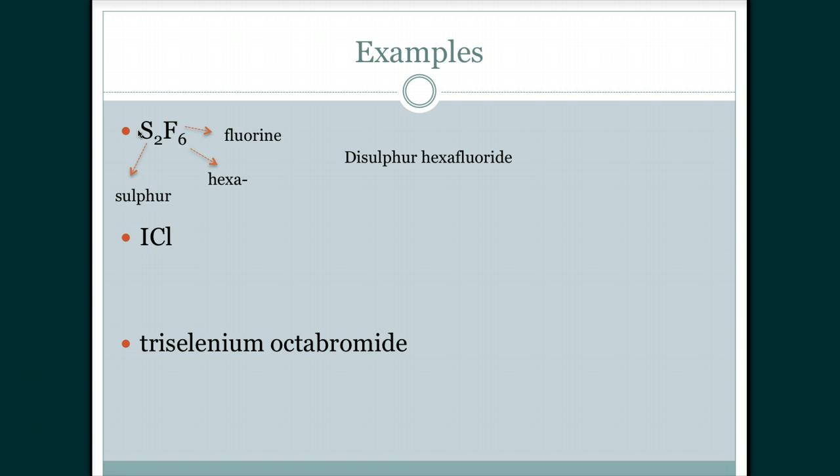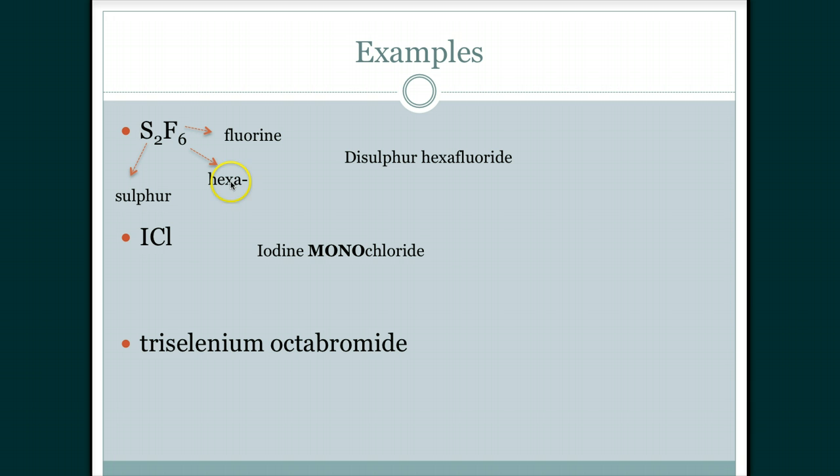Disulfur hexafluoride. The next one is we have iodine, and we have chlorine, but it's 1 chlorine, so we have to add mono, and then instead of chlorine we're going to say chloride. So iodine monochloride. And then triselenium octabromide.